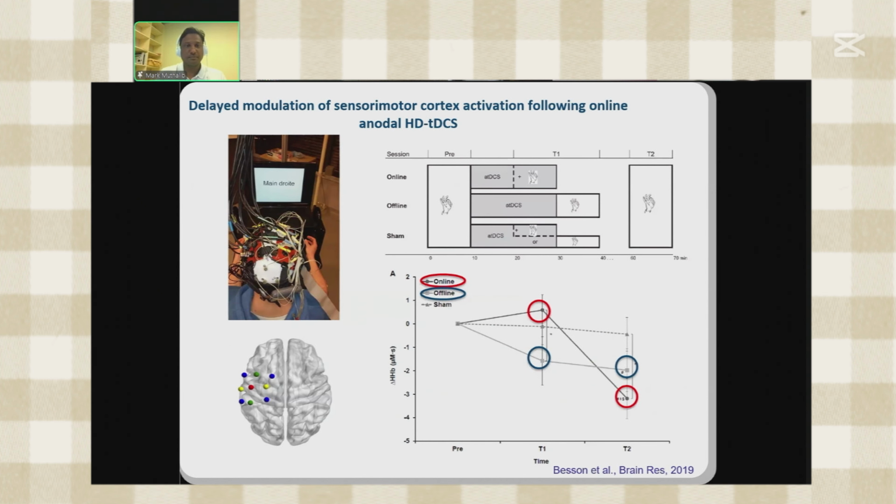This was also confirmed in a larger study here in Montpellier, that we find these immediate effects during stimulation plus a delayed effect. I won't go into the detail, but essentially what we find is that there's a rebound which could indicate the concept of neuronal plasticity mechanisms occurring for learning, which is a delayed effect. So NIRS was able to detect this.